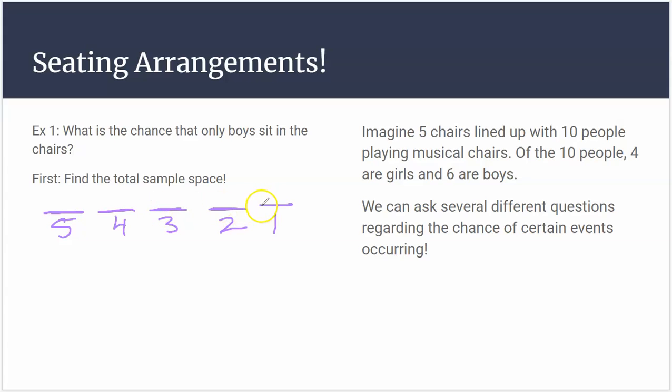And we have 10, 9, 8, 7, 6 ways to fill them, all right? And that will basically tell us how many actual ways to organize there are. Okay, which if you do this, it's 10 times 9 times 8 times 7 times 6.